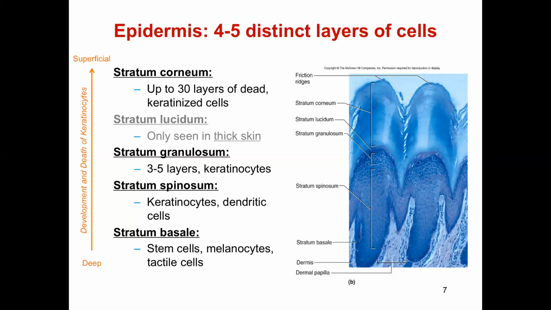Now, I said in the spinosum the keratinocytes are alive, and then in the granulosum they're starting to die. There's a few reasons for that. First of all, as you're going up from the base, these cells are getting further and further from the blood supply, right? So they're getting less nutrition, less efficient gas exchange. But also, these cells are so specialized at making keratin that, I wouldn't say they suffocate themselves, but they make so much keratin that it also causes them to die.